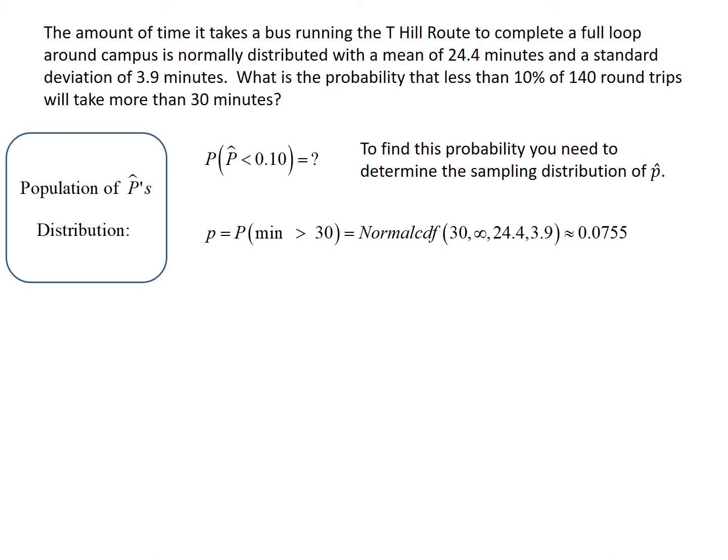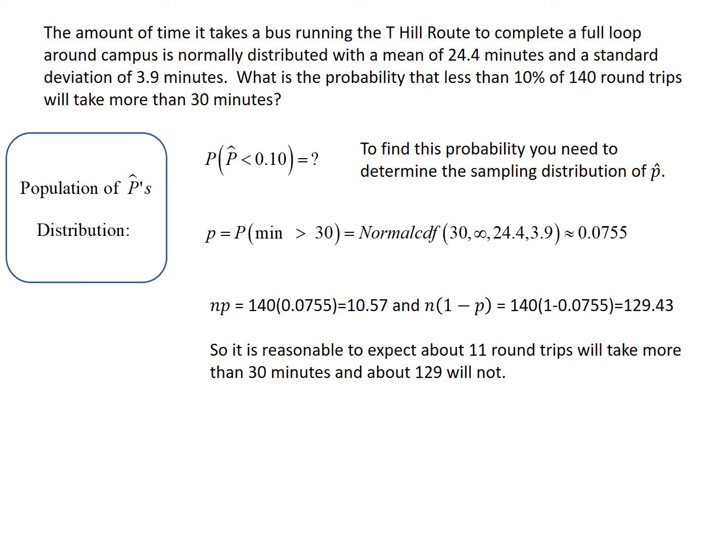So this is where the fact that the round trip times are normally distributed comes in. The probability that a round trip lasts more than 30 minutes is going to be found using the normal CDF. We want 30 minutes or longer, so 30 to infinity are my lower and upper limits. Our mean was 24.4 and our standard deviation was 3.9. Okay, so this is our true probability. We need to check n times this to see if that's bigger than 5. So n times p, 140 times 0.0755 gives us 10.57, and n times 1 minus p, 129 and change.